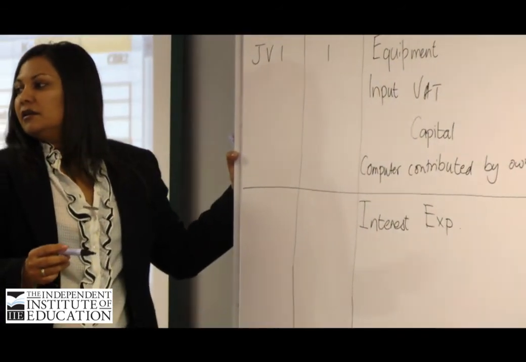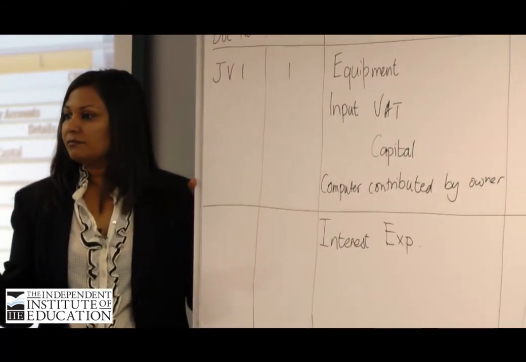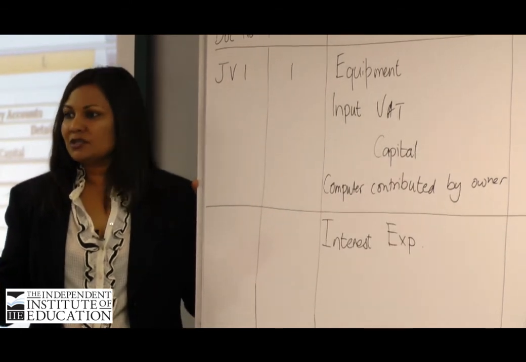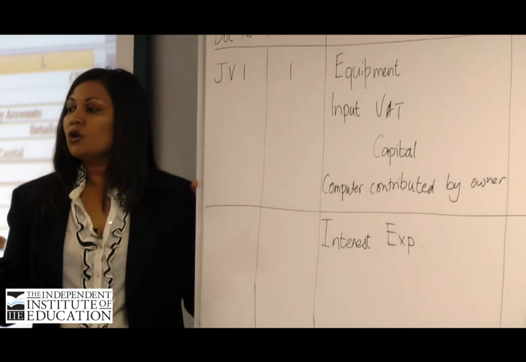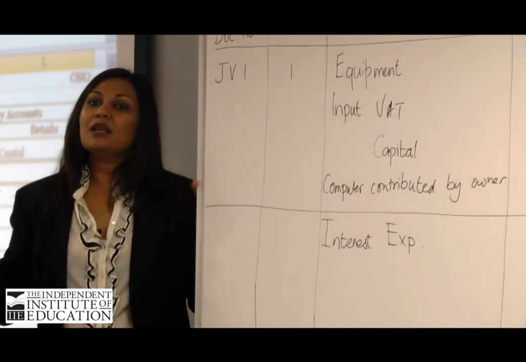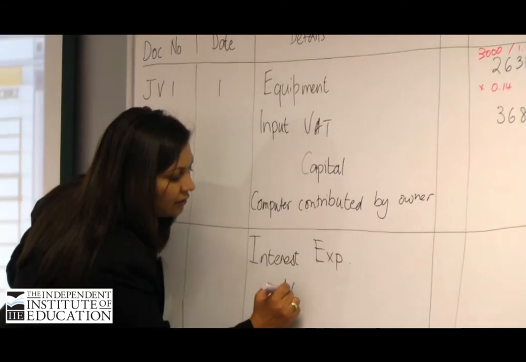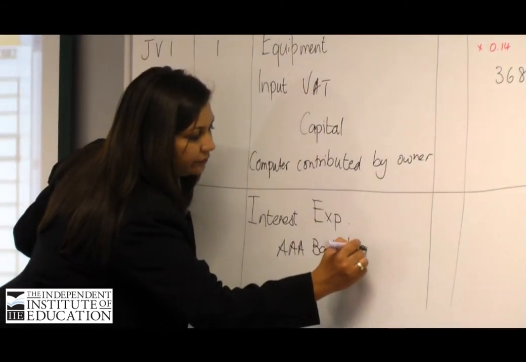And who is charging us this interest, or have we paid this interest? No. So we owe this interest to somebody, right? And who do we owe? We owe AAA Bank. Does that mean our liabilities are increasing or decreasing? Increasing. And how do we increase our liabilities? We're going to credit our liabilities. So we're going to credit AAA Bank loan. Okay?